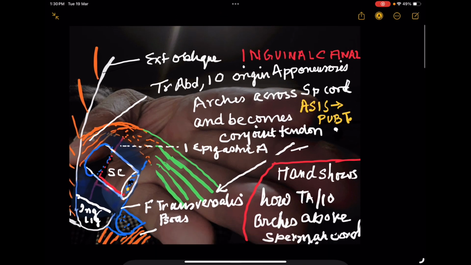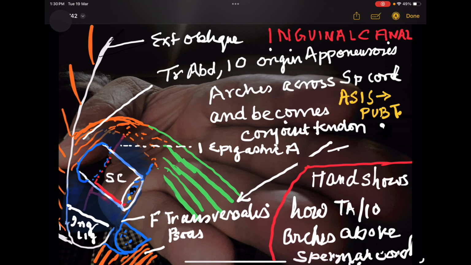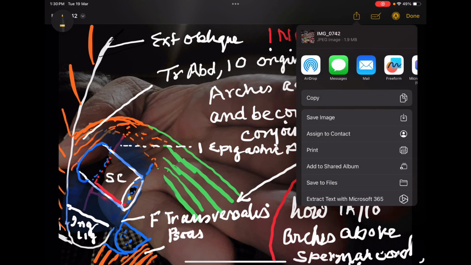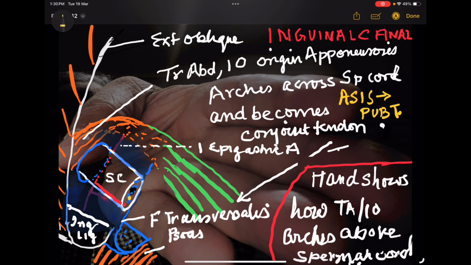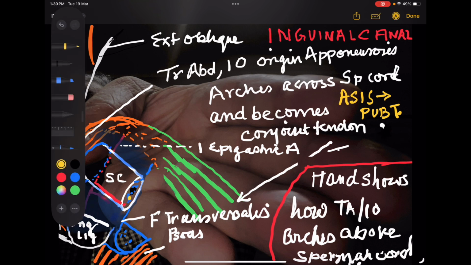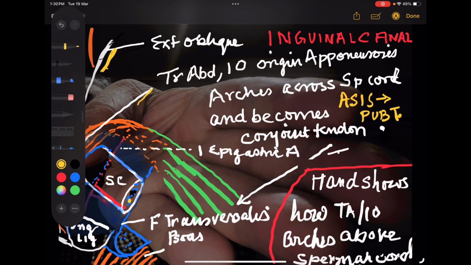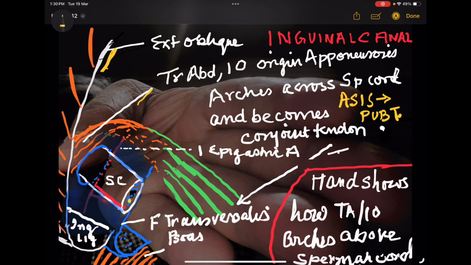So this is the external oblique muscle, which winds round itself, converting into an inguinal ligament. And this ligament extends from the anterosuperior iliac spine to the pubic tubercle, and it forms the gutter, which is the inferior wall of the inguinal canal.